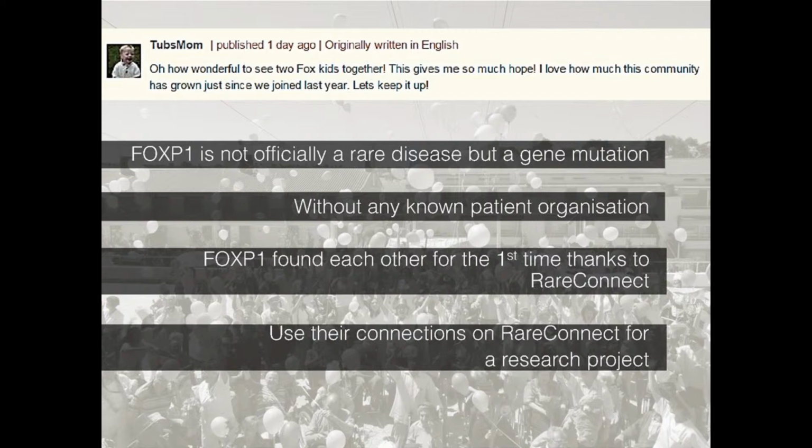But the most amazing part of this is that thanks to the community, they are about to start a research project. Because months ago, a researcher who was doing a study about the FOXP1 mutation on mice Googled this mutation and found the community. Then he contacted one of the parents and offered all the FOXP1 families to collaborate on this FOXP1 research. The research is about autism, which is one of the symptoms of this mutation.